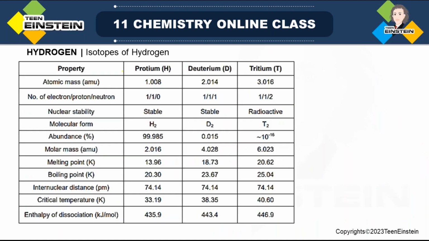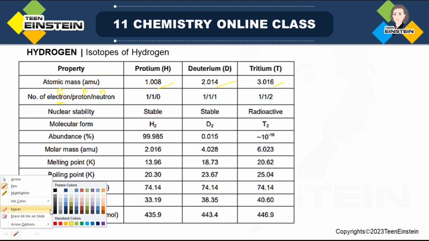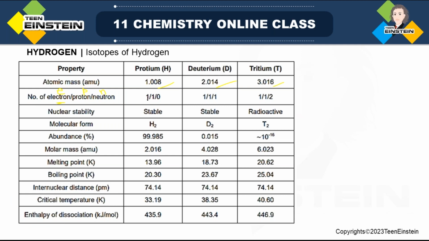So here you can compare all these different physical properties and atomic properties. Atomic mass, this value we have already seen. Number of electrons, then protons, then neutrons, that you can see here. Number of electrons 1, protons 1, and neutron is not present in protium. Nuclear stability, these two are stable, only the last one is radioactive. So there may be a question, which isotope of hydrogen is radioactive? The answer is tritium. Molecular form, H2, D2, T2.